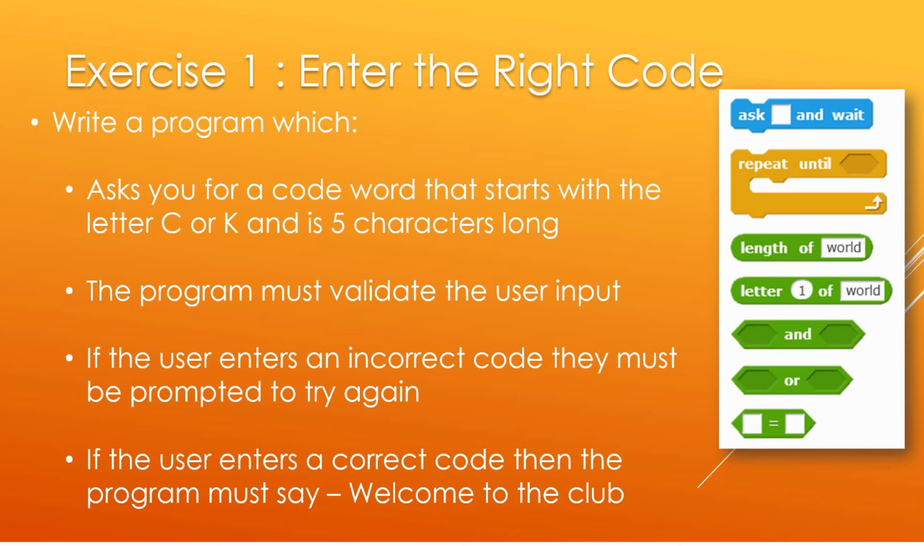Okay, now we're going to do an exercise. We are going to enter the right code. Like we just did in the game level example, we're going to make it a bit more complicated. We have to write a program which asks for a code word that starts with the letter C or K and is 5 characters long. The program must validate the user input. If the user enters an incorrect code, they must be prompted to try again. If the user enters the correct code, then the program must say welcome to the club.